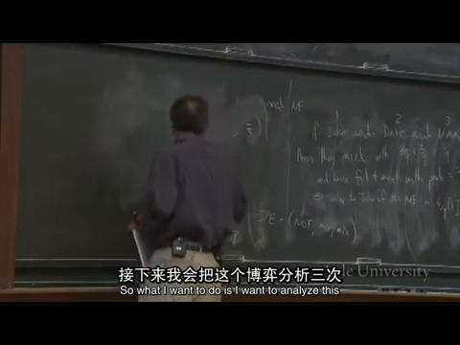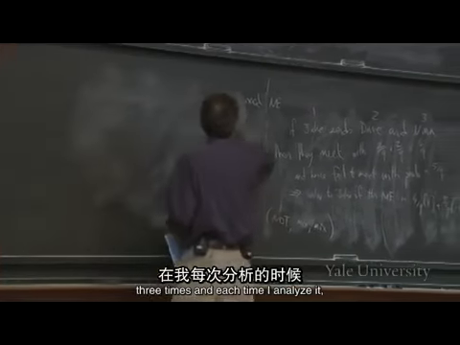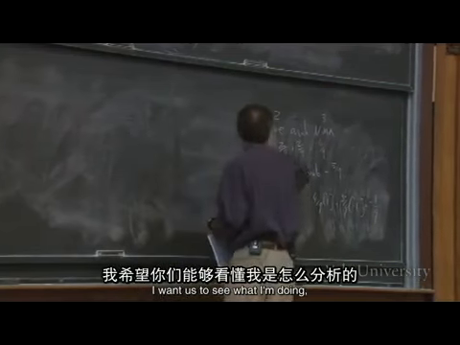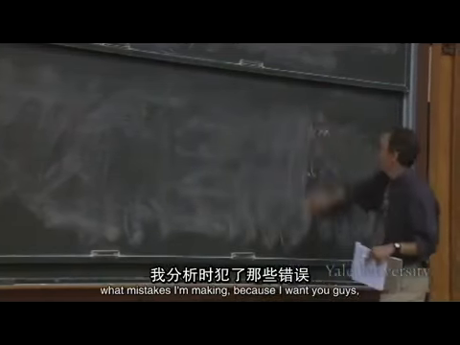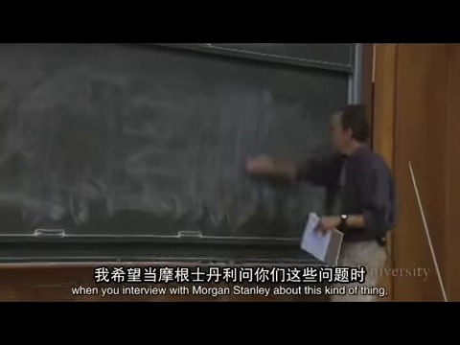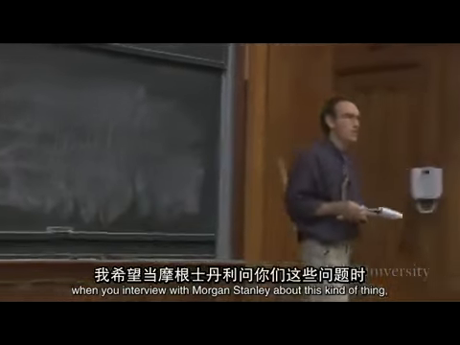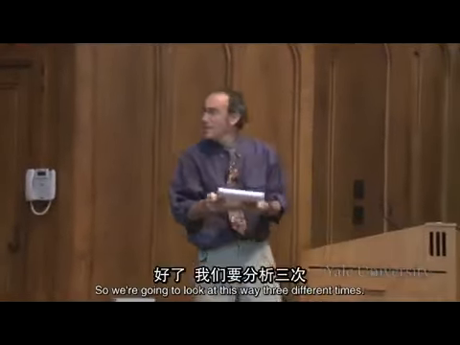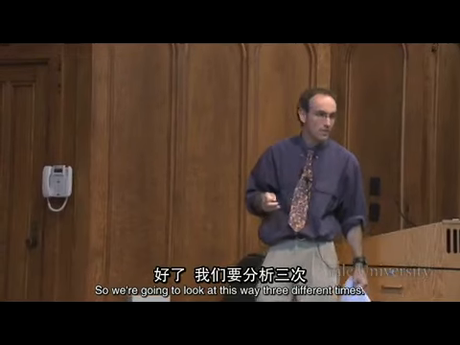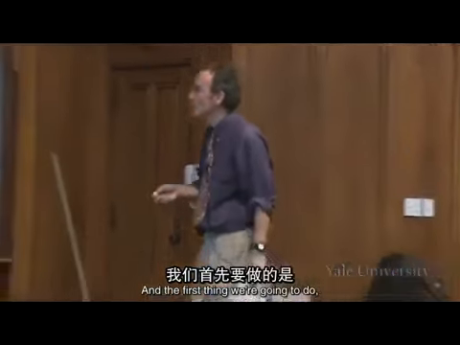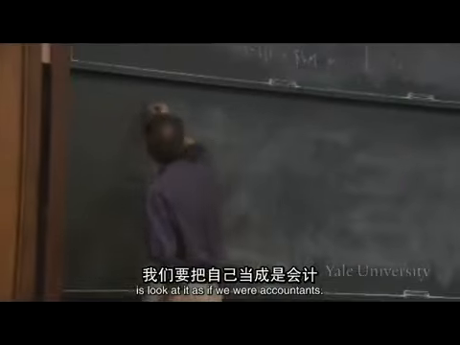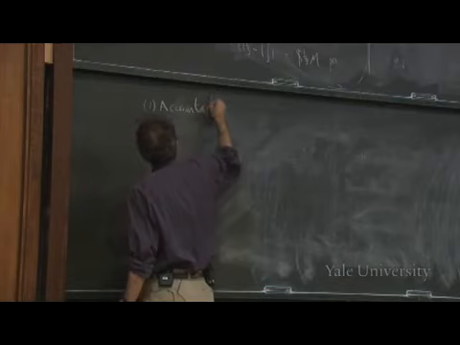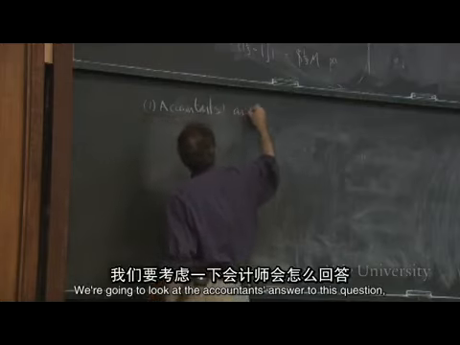So what I want to do is analyze this 3 times. And each time I analyze it, I want us to see what I'm doing, what mistakes I'm making, because I want you guys, when you interview with Morgan Stanley about this kind of thing, to impress them so that they tell lots of people to come to Yale and preferably give lots of money to Yale. So we're going to look at this 3 different ways. The first way we're going to look at this is as if we were accountants. We're going to look at the accountant's answer to this question.